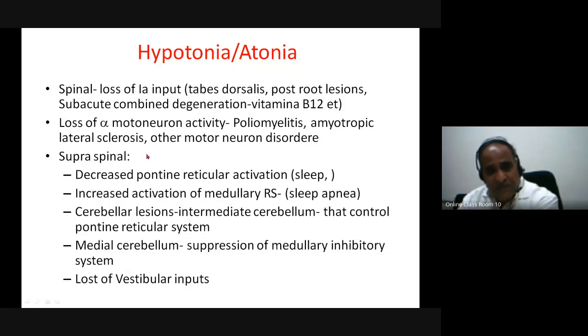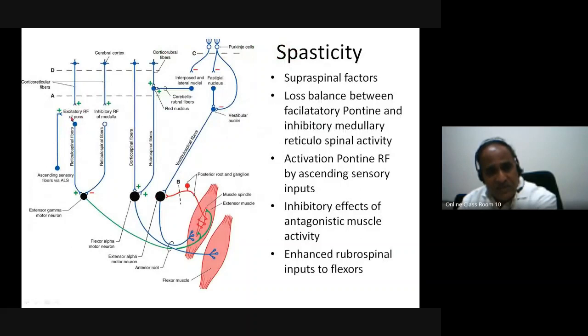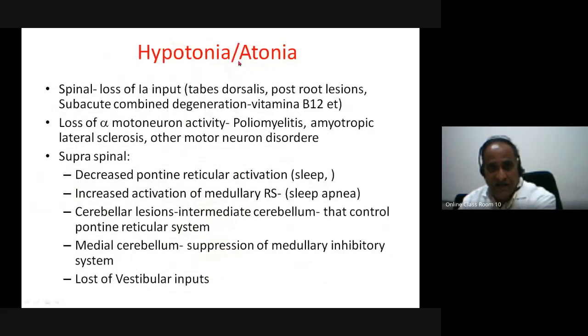Then from the supraspinal level, there is decreased pontine reticular activation. During sleep, it is being suppressed. If this is suppressed, there is decreased activity, and the muscle tone decreases: hypotonia. Decreased pontine reticular activation during sleep, or increased activation of the medullary reticular system. So again, this will hold good during sleep. Both of them may occur, one decreased and one increased activation.